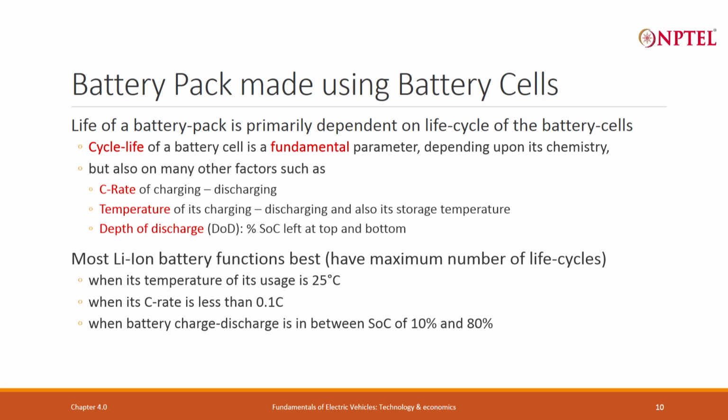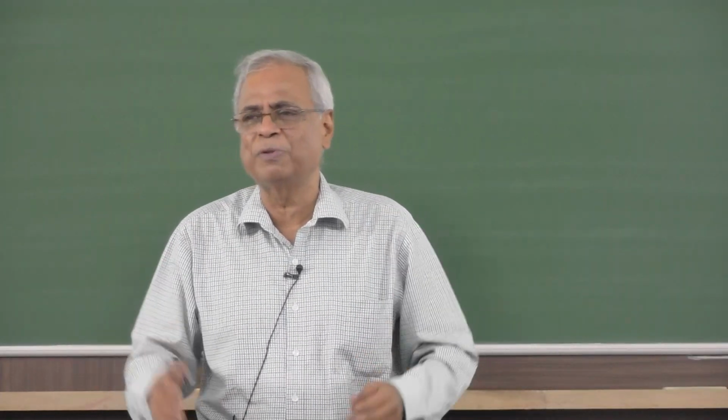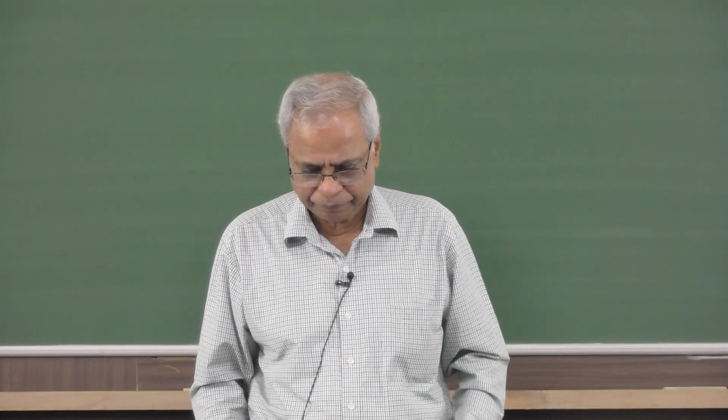So, most lithium-ion batteries perform best at 25 degrees centigrade. You will say at 0.1 C, but that is a very low rate. You will actually use it at a higher rate, and to that extent the life cycles will go down. When the battery charge is between 10% and 80%, so only about 70%, that is the best. But now you have to reach a compromise. This will mean the battery actually will be used only to a limited extent.